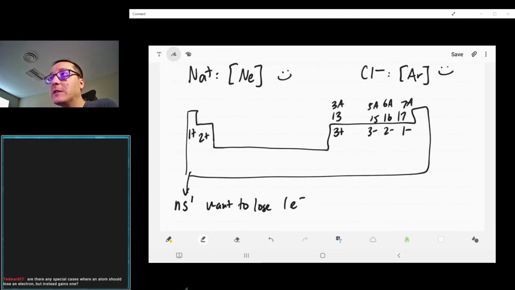All of those in group 5A have 3p3 rather, and so they're going to need 3 more electrons to get to 3p6. Or sorry, whatever p6. All right, here's our kind of special case.